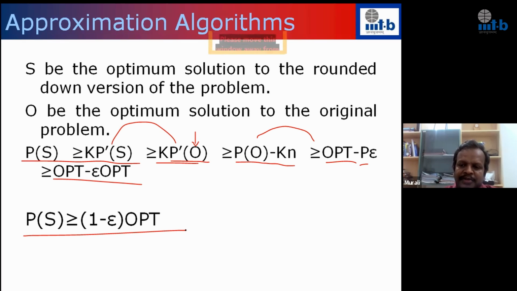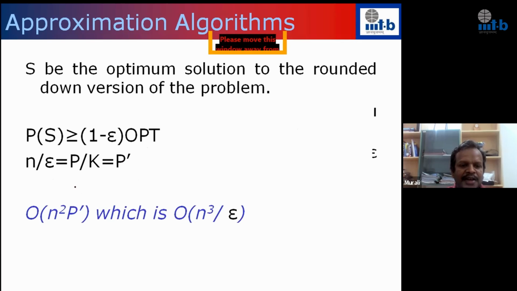You may not get the optimum, but what this proof tells you is that this will be very close to the optimum. How you do the rounding will depend on epsilon, how close you want. Let's look at the complexity of this.